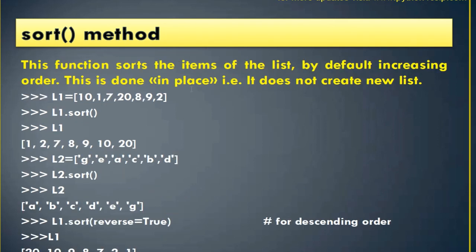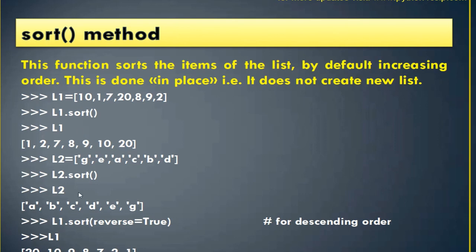Next, the sort method. This function sorts the items of the list, by default in increasing order. This is done in place, that is, it does not create a new list, like L1 with values 10 1 7. L1 dot sort means arranging; by default it arranges in ascending order. When you are printing L1, we get the values in sorted way, like 1 7 10.